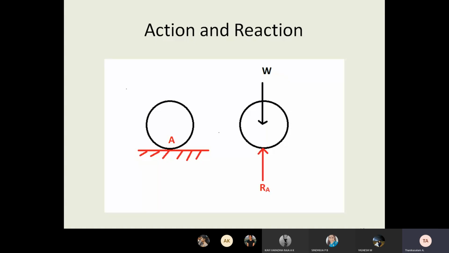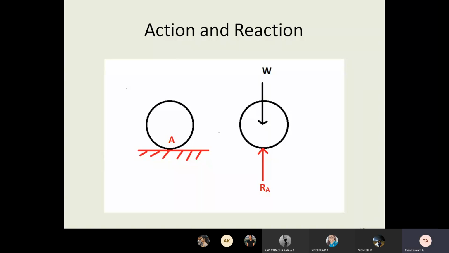So we know every ball has weight. Every body has weight. Every chair has weight, every table has weight. What is weight? Weight acts towards gravitation, towards the earth. That's why I put the capital W, vertical downward. W means the weight of the ball. So the surface must react as per Newton's third law. The reaction is always normal, 90 degrees with respect to the contact surface. That's why I put the perpendicular RA.